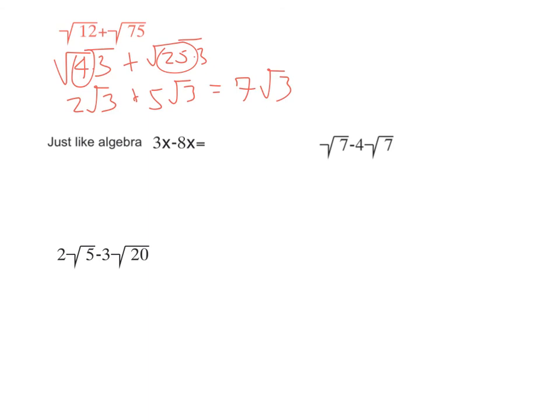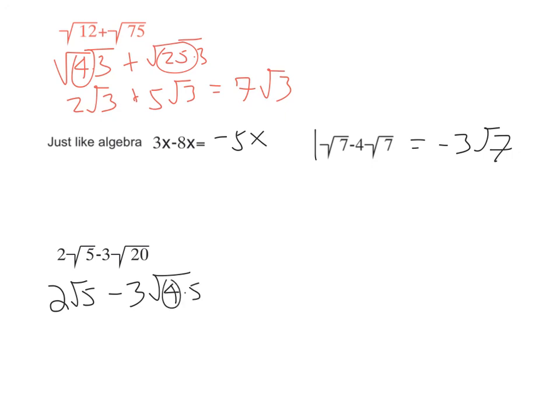Just like in algebra, if we had 3x minus 8x is negative 5x, we could have negative signs with our adding and subtracting radicals. Radical 7 minus 4 radical 7 is the same as saying 1 radical 7 minus 4 radical 7, which would be negative 3 radical 7. So 2 radical 5 minus 3 radical 20, I cannot subtract these like they are, but I can rewrite radical 20. I can rewrite 20 as 4 times 5. 4 is a perfect square. Pull out the 2. This becomes 2 radical 5 minus 6 radical 5. I now have my like radicals, so 2 radical 5 minus 6 radical 5 would be negative 4 radical 5.